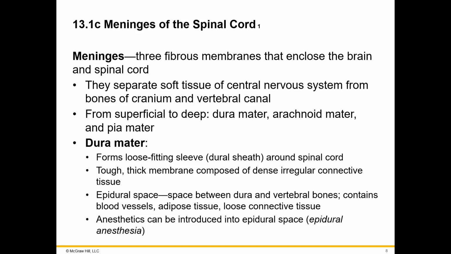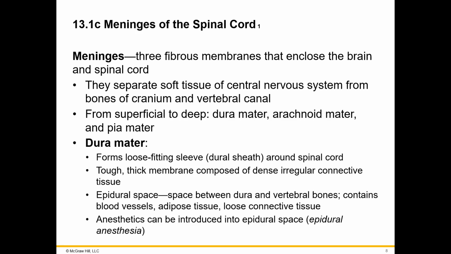So the dura mater is the most dense and the strongest layer and the outermost layer. It forms a loose fitting sleeve known as the dural sheath around the spinal cord. And it is a tough, thick periosteal membrane composed of dense irregular connective tissue. And there is an epidural space. This is a very important space because it is the space between the dura and the vertebral bone. So you have the dura mater, which is the outermost layer in the meninges, followed by your vertebral bones.